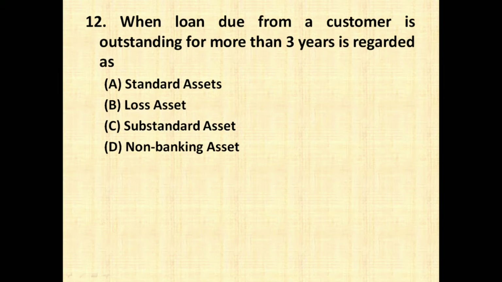When a loan due from a customer is outstanding for more than 3 years, it is regarded as. So NPAs as per RBI are classified into 3 different types of assets. First one is called standard asset, which are the loans given to the persons who are paying the interest regularly. So these are good assets. Second is substandard assets. So these are the loans of the customers who are not paying their interest for the last 12 months. So if the amount is not being received within the last 12 months, then it becomes a substandard asset.